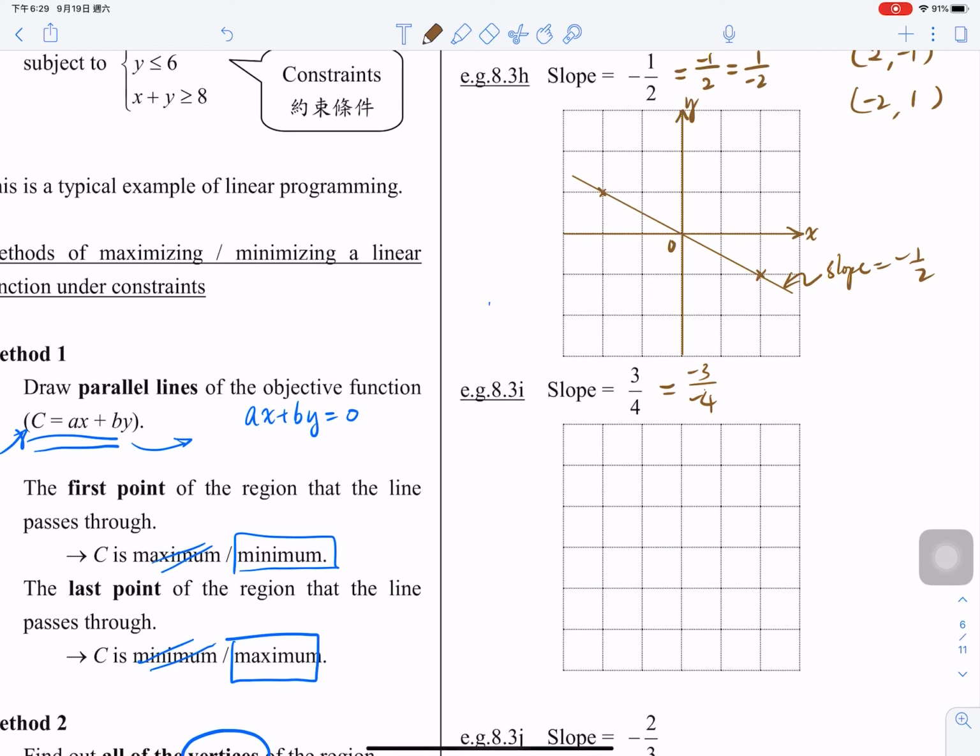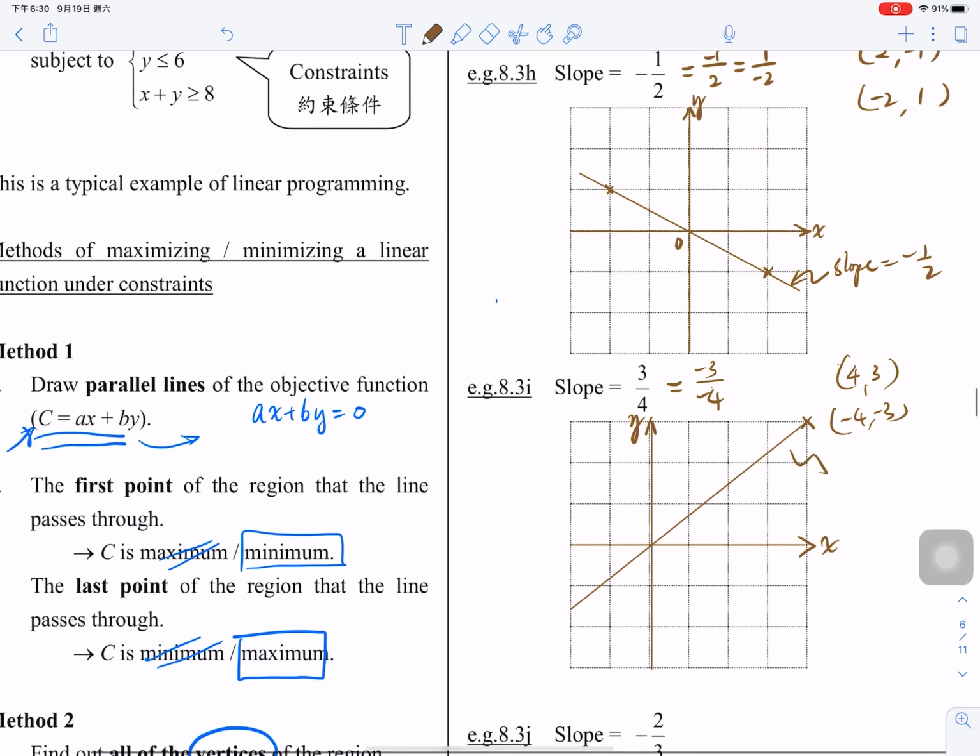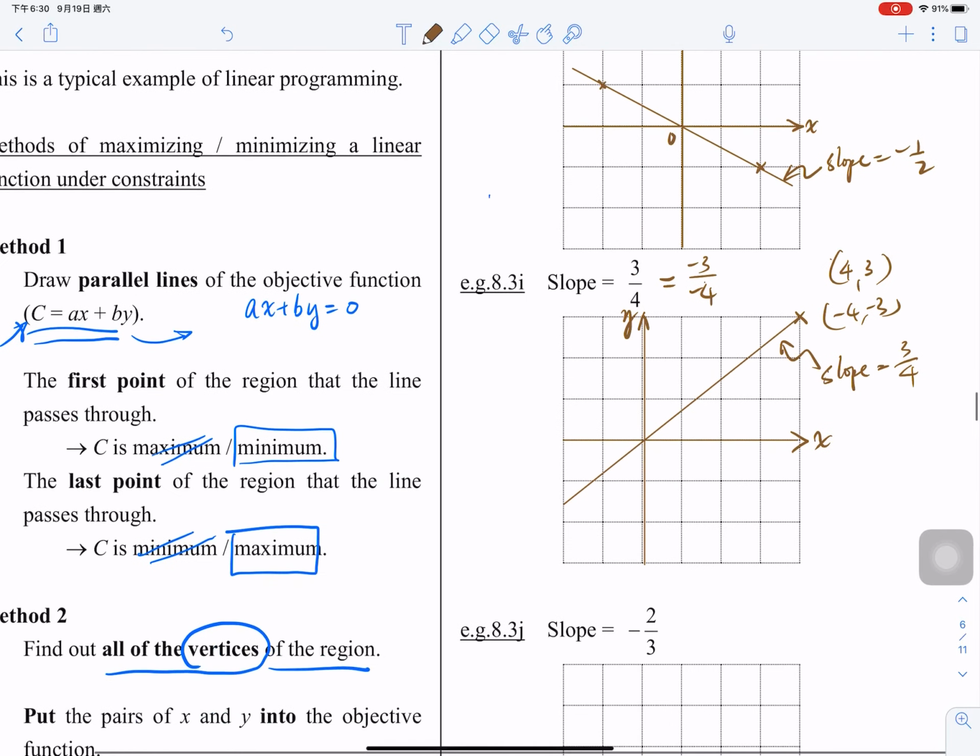If we know the slope of the straight line, it's easy for us to draw. We know the slope now, so what are the 2 points? Can you tell me, or can you tell yourself? One is 4, 3, correct. Another one, negative 4, negative 3, correct. This time I will shift the axes a little bit. Here x, and this one is y. So 4, 3, and this line must pass through 0, 0, so I draw it like this. So this slope equals 3/4.